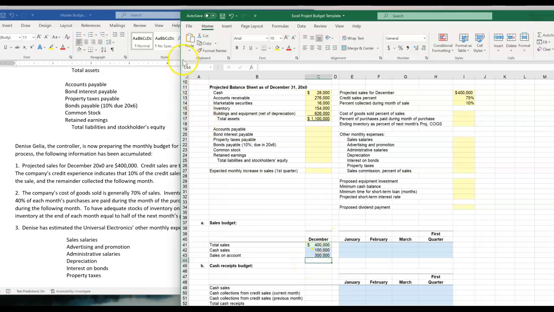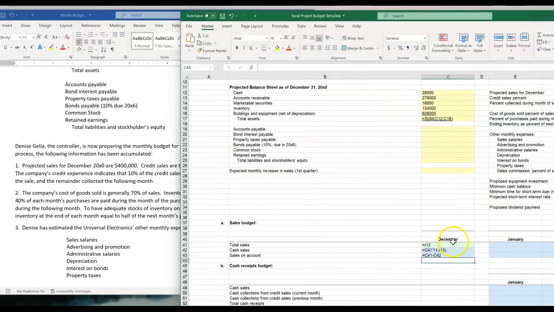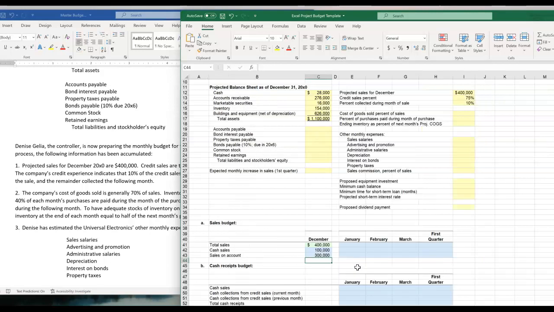Okay, now if I hit Control and tilde, it's the little squiggle thing right underneath the escape key on the left side of your keyboard, that will show me formulas. And that's what I'm interested in. Okay, I expect to see formulas underneath every cell on all these schedules below. So it's Control tilde. That's what it is. I can toggle back and forth.